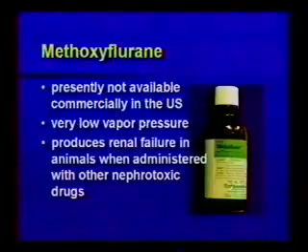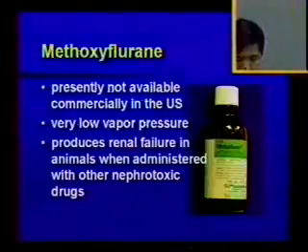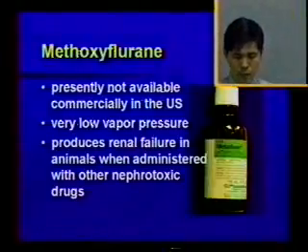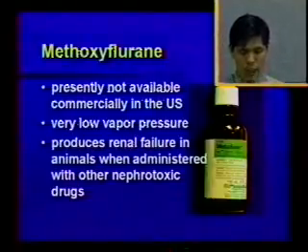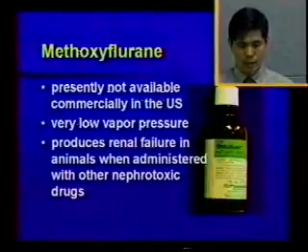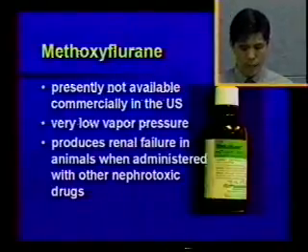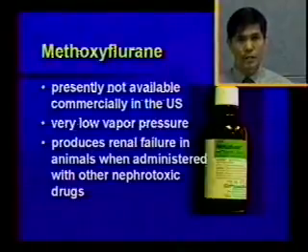Methoxyflurane produces renal failure in animals when administered with other nephrotoxic drugs. What happens is that methoxyflurane, when given to a patient, is metabolized by the liver, and there is a lot of fluoride. And that fluoride, in addition to the other nephrotoxic drugs, will cause this renal failure.